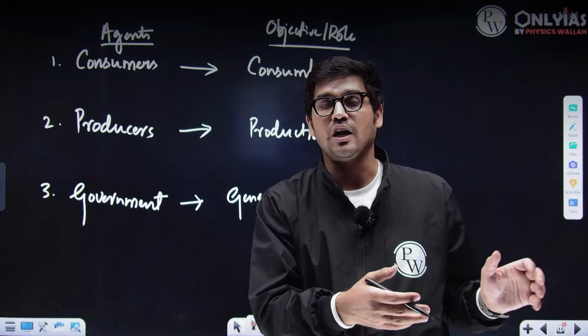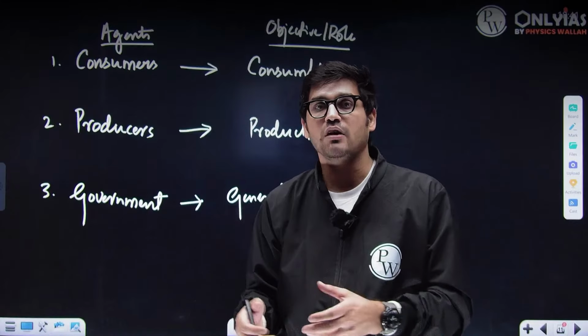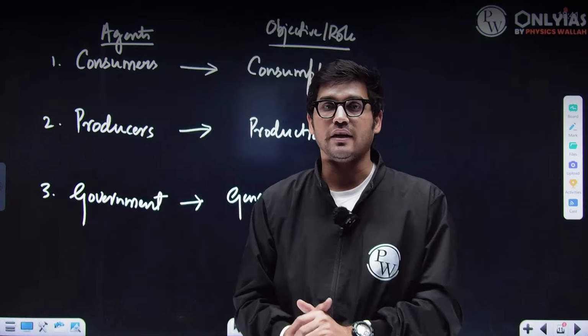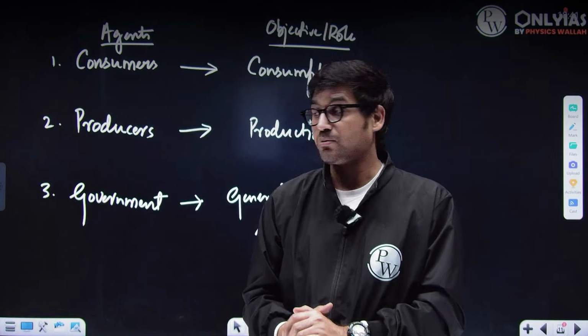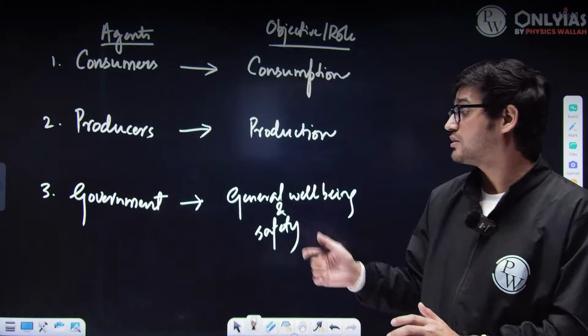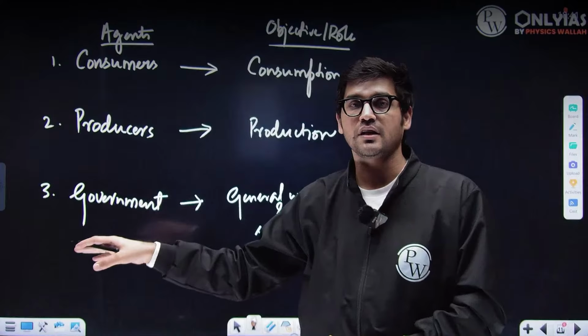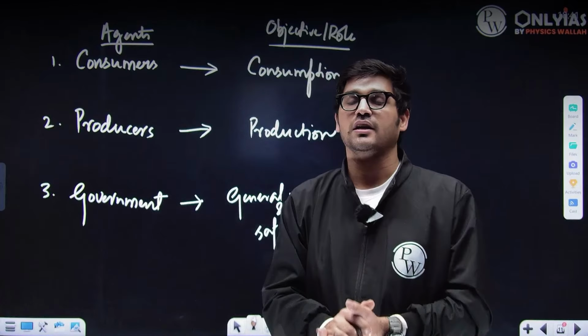How many jeans? How many shoes? How many footballs? How many cricket bats should be produced in the country? Producers will have to decide. Similarly, the government has to think about the general well-being and the safety of its people, and each of these agents is limited by their resources.